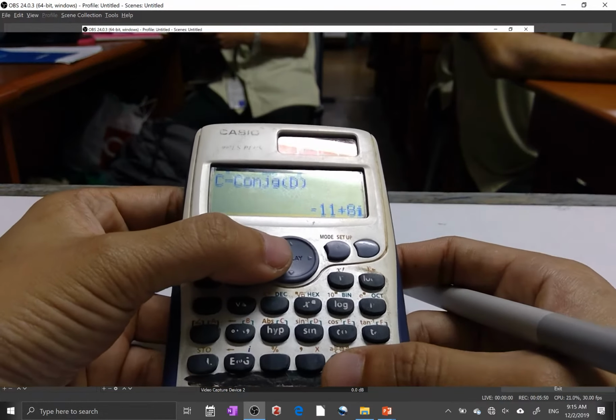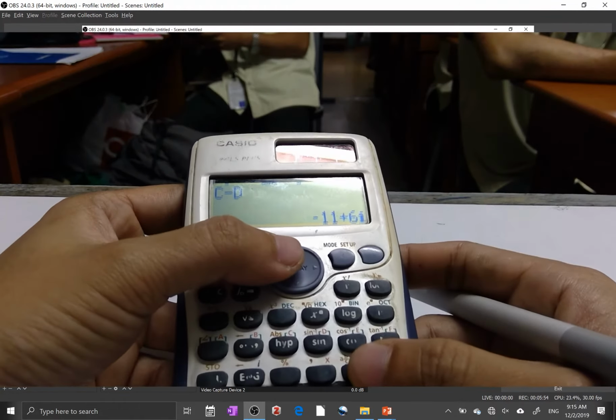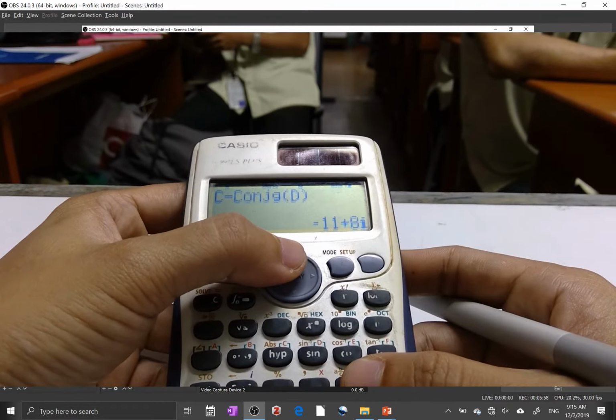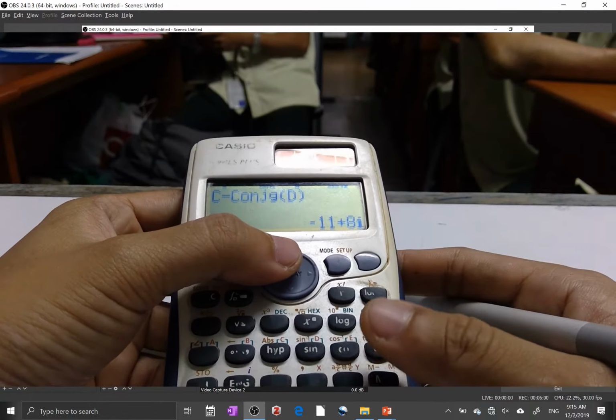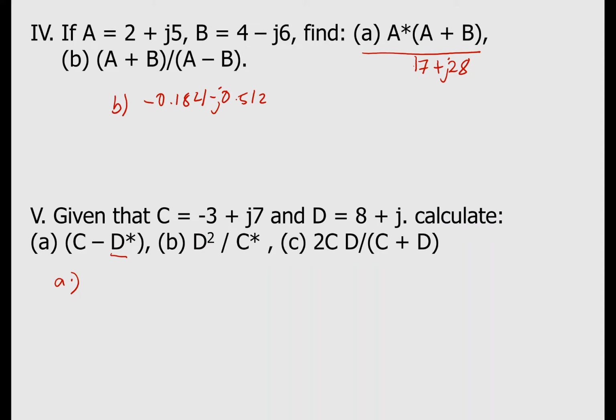If you remove the conjugate, it will be a different value. The value is negative 11 plus 6i. But if you press the conjugate, it is negative 11 plus 8i. So that should be the answer: negative 11 plus 8i.